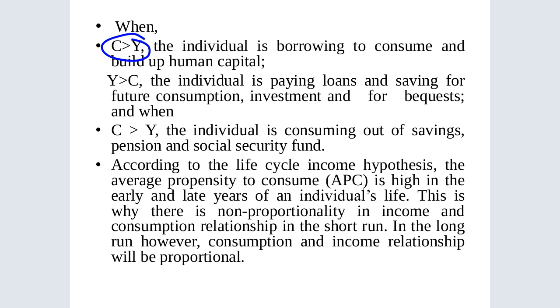So when income is greater than consumption, the individual is paying loans and saving for future consumption. So you're also making an investment, and whatever you will give your sons and daughters. Then we have consumption greater than income, so the individual is consuming out of savings, the pensions and the social security fund. So you are simply consuming whatever you saved.